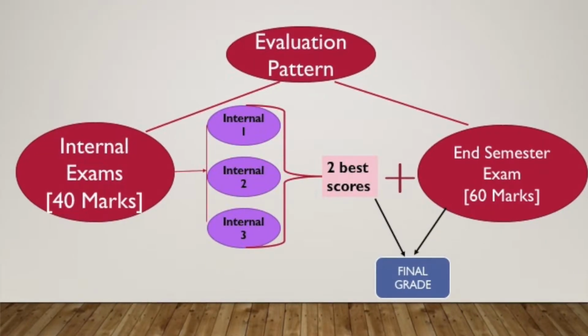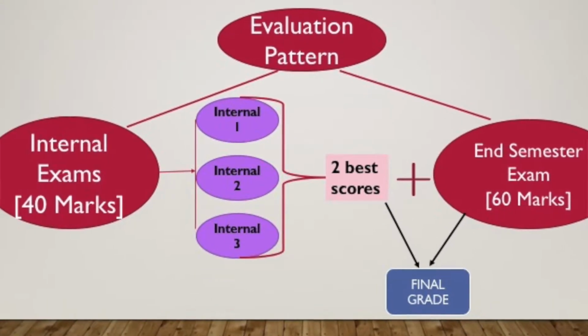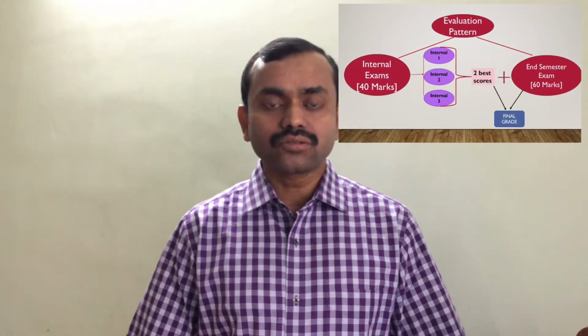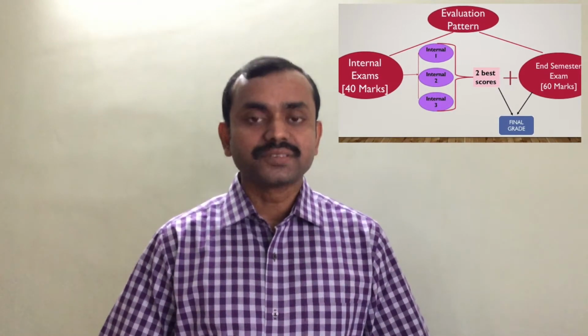Finally, let me give an overview of the evaluation and assessment pattern. The evaluation system will involve both internal assessments and the final end semester examination in the ratio of 40 and 60. There will be 3 internal assessment exams of 20 marks each, out of which the 2 best marks will be considered for the final grade. The end semester examination, which will be a pen and paper examination, will consist of 60 marks. The grades obtained in the above manner will be transferred to the respective institutions.